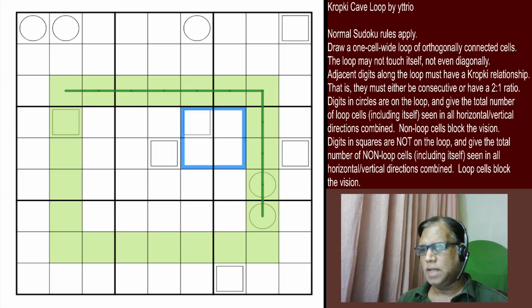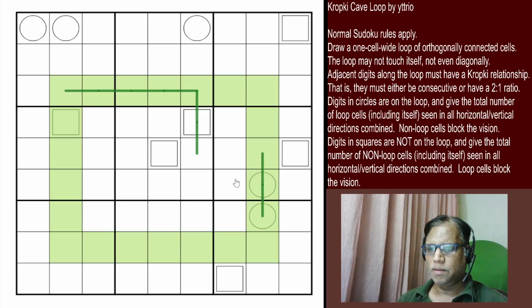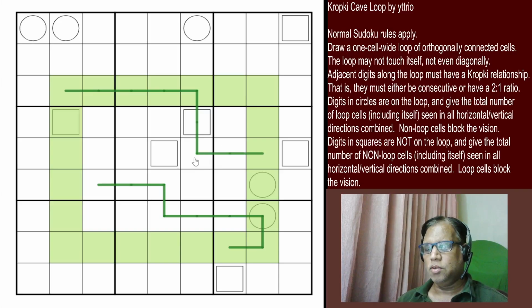Neither should it touch diagonally. So that means you also cannot have something like this. Let's say the loop is doing this, and then something like this. Then it is going here and then from here. So this is touching diagonally. Something like this is also not allowed.